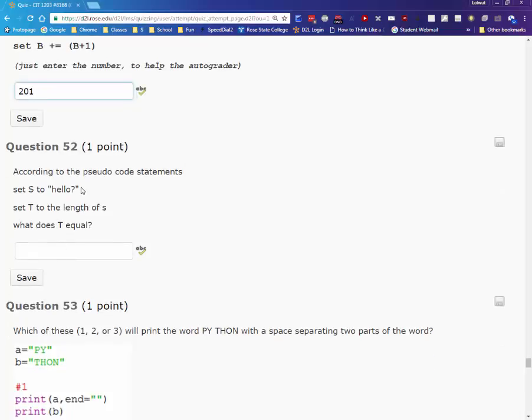And here's one that mystified me. Set T equal to the length of S. So many people said that the length was 5. Well, the question mark also counts. H-E-L-L-O is 5, but the question mark makes it 6. So what does T equal? 6.